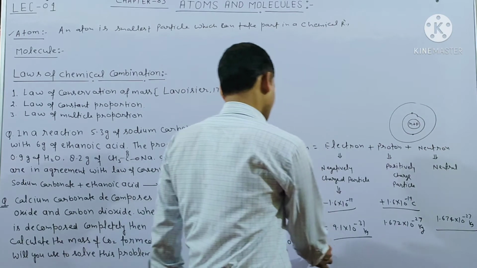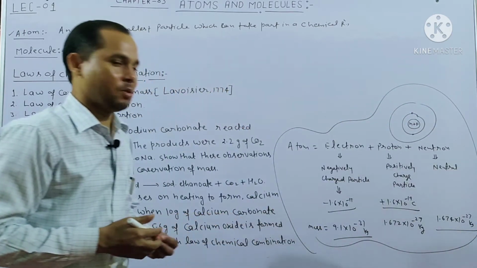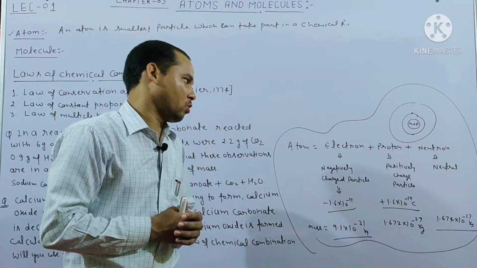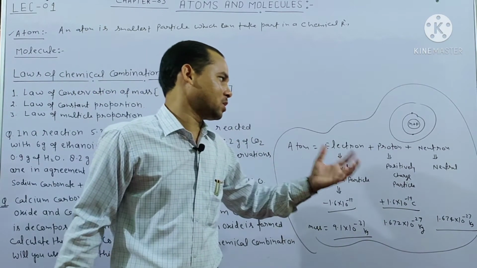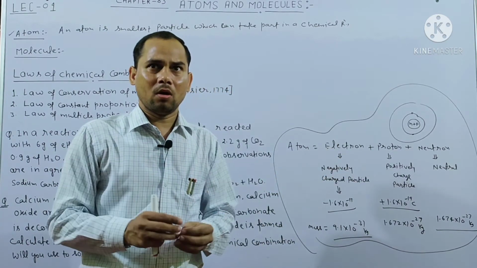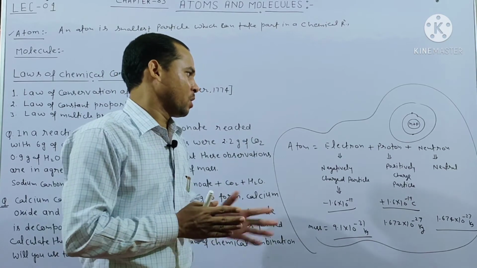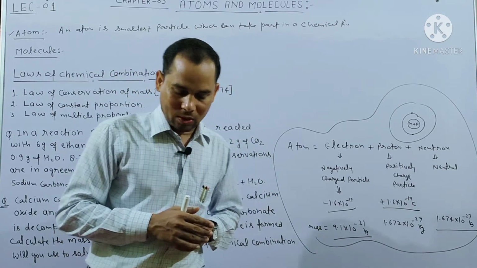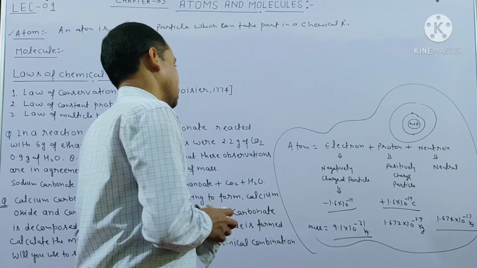So this is some basic idea about the electron, proton and neutron, because an atom is made up of electron, proton and neutron. Further discoveries showed that protons and neutrons are also made up of some more fundamental particles, called quarks. We will study that in the higher classes. For class 9, this is sufficient.